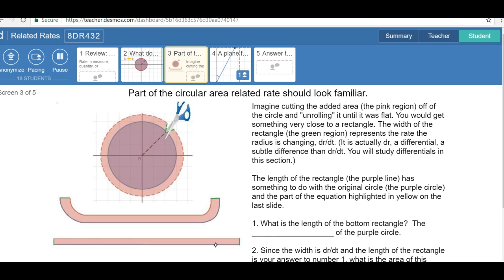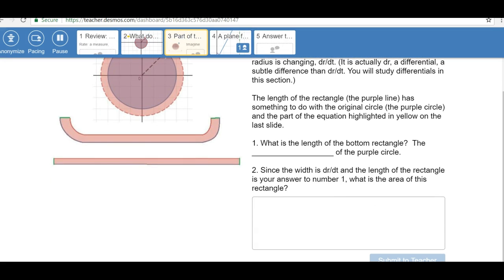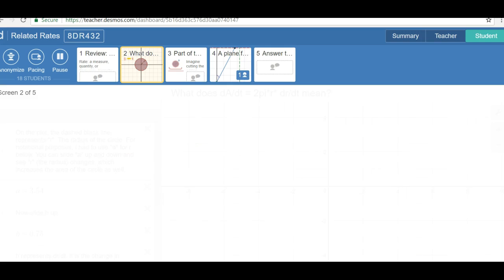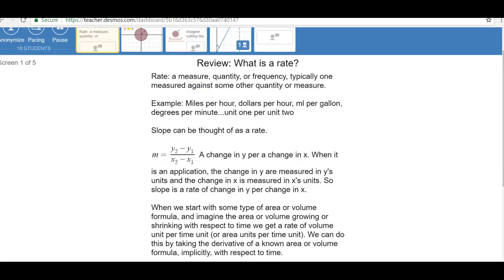The change in area, this pink region, when I cut and stretch it out, becomes just length times width, basically a rectangle formula. And that's what these two questions are asking: the circumference of the purple circle, and then what is the area of this rectangle? The area of the rectangle is the circle circumference times dr dt, or 2 pi r times dr dt, which is, again, hopefully what you got when you did part 1. It should have been what you got when you got down here.